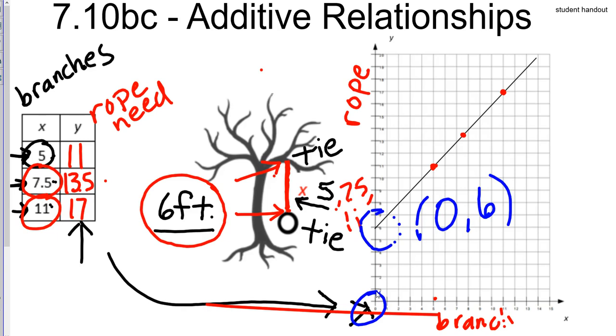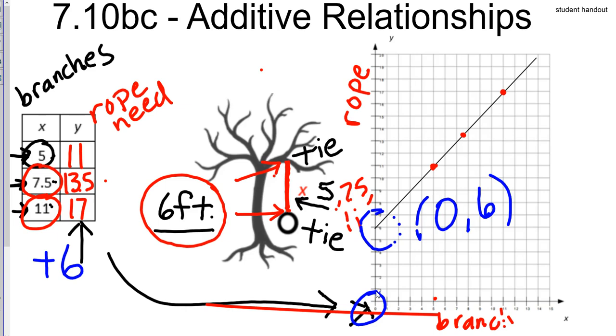Instead of multiplying, what do I have to do? What did you have to do to each of the numbers? You added. So no matter what the branch height was, you added 6, the length of the extra rope, to get the total amount of rope. This is an example of an additive relationship because we're adding on each time. Additive relationships do not hit the origin, but they do form a straight line.